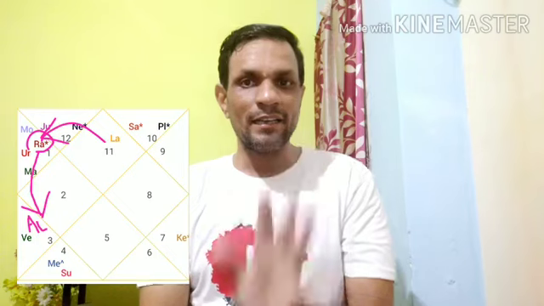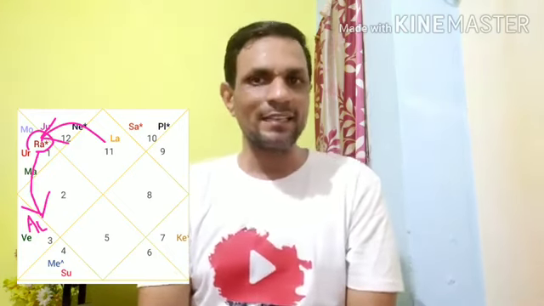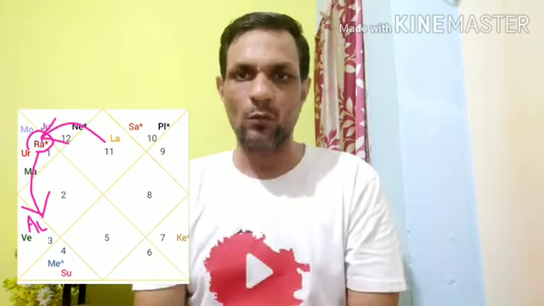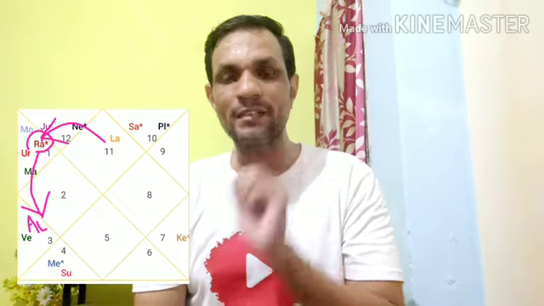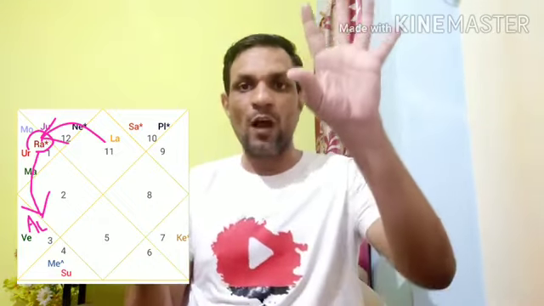Okay, here you see the Lagna is Aquarius, and Aquarius has two Lagna lords. One is Saturn, another one is Rahu. Saturn is in the 12th house, Capricorn sign. And Rahu is with Mars and Moon in Aries. So we can take Rahu as the Lagna lord because Rahu is with more planets than Saturn.